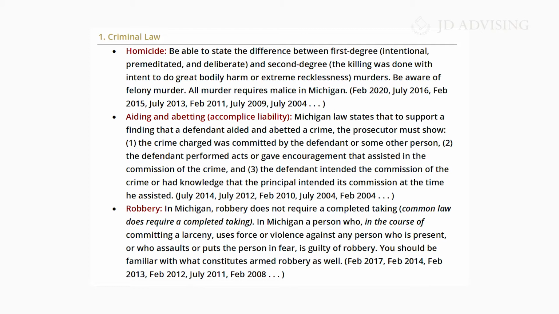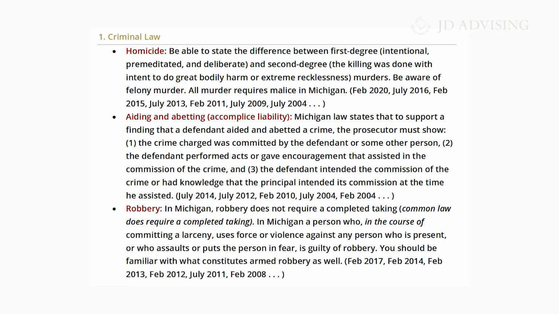Robbery is the last topic that's highly tested on the Michigan bar exam. Remember that in Michigan, robbery is different than common law. So in Michigan, robbery does not require a completed taking, so you don't have to actually get away with the larceny. Common law does require a completed taking. That's one distinction that's been tested. And in Michigan, a person who in the course of committing a larceny uses force or violence against any person who's present or who assaults or puts the person in fear is guilty of robbery. So again, you don't need a completed taking.